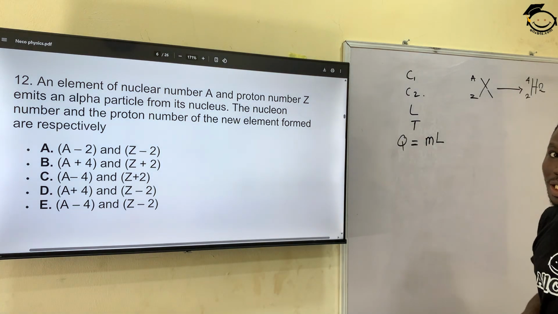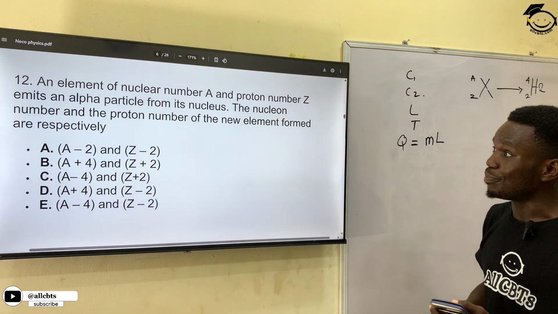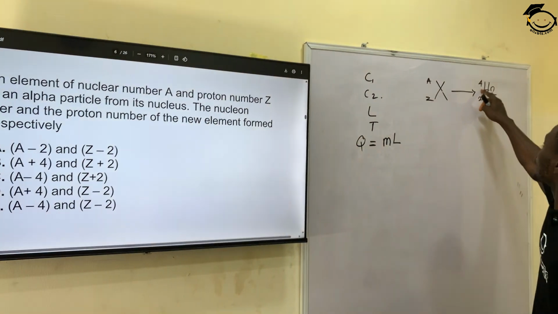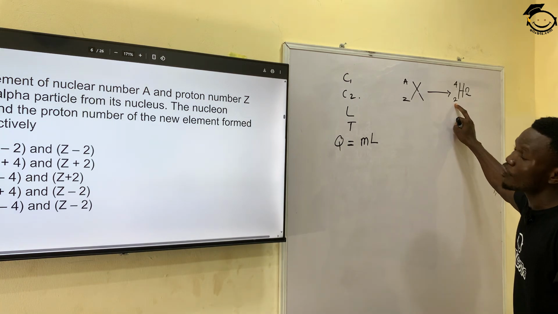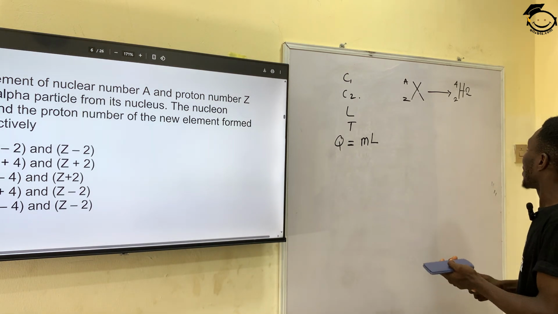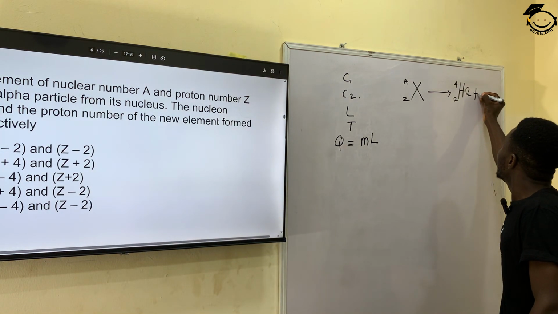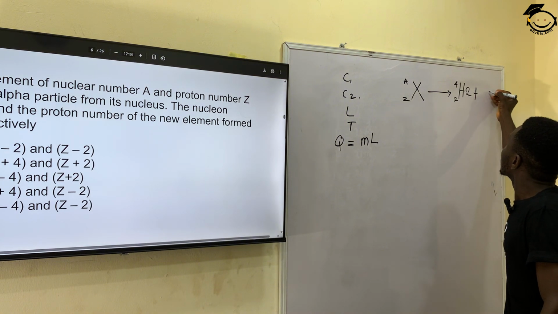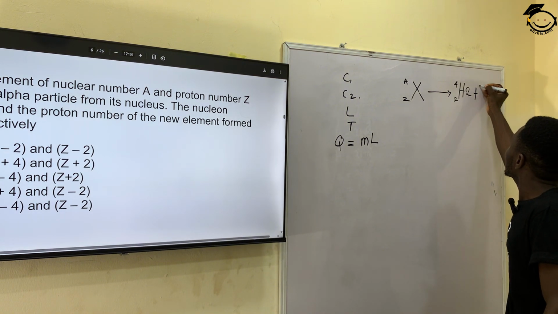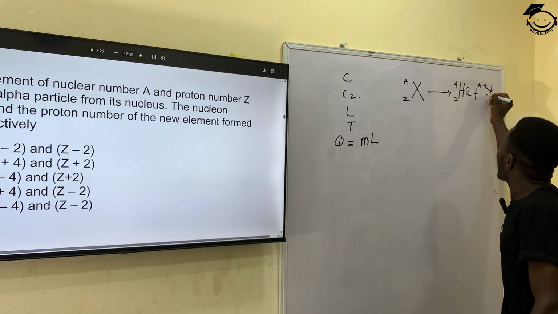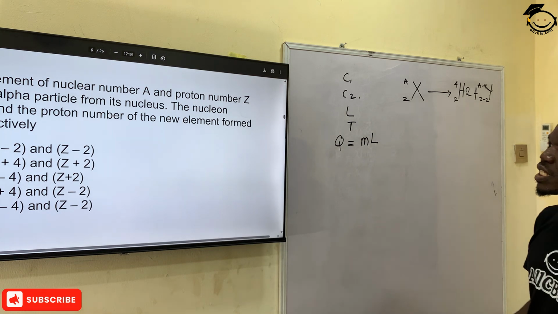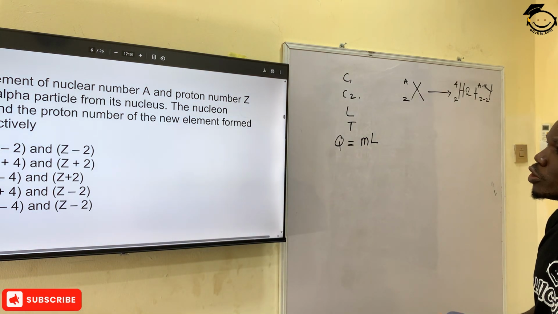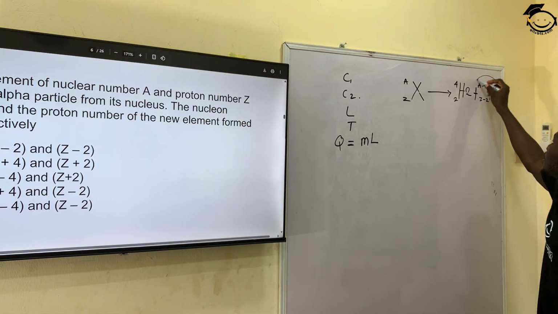So whenever a substance emits an alpha particle, it automatically means that I'm removing 4 from the nuclear number and removing 2 from the proton number. So this is going to give me, let's say this is a substance, A minus 4 and Z minus 2. They're asking us what is the neutron number and the proton number of the new element formed.